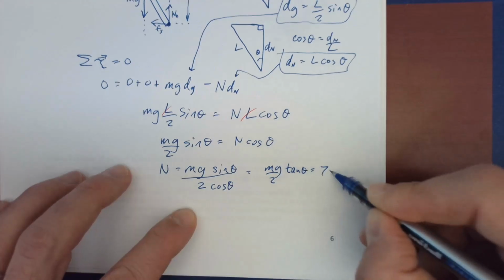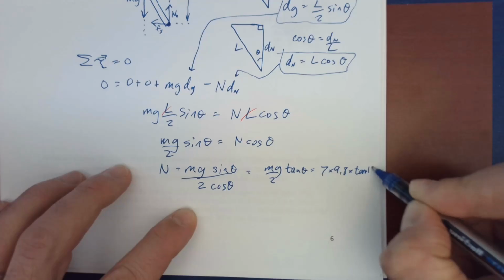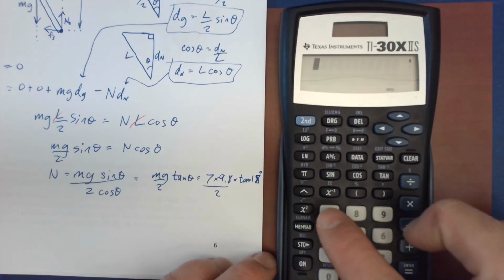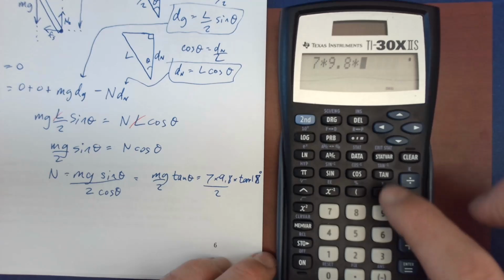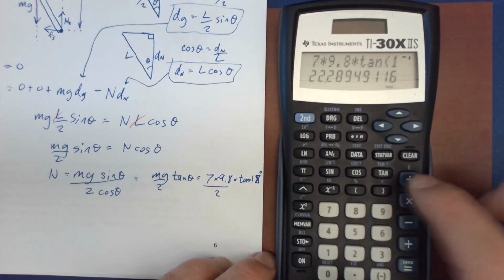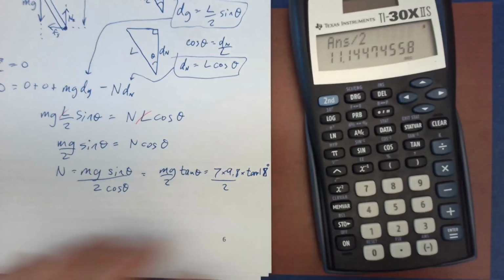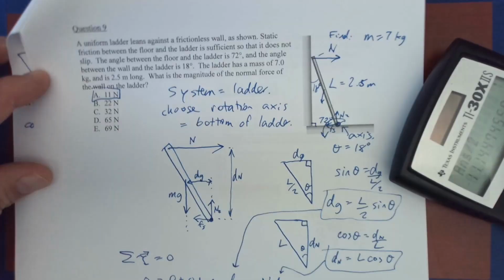So it's 7 times 9.8 times tan of 18 degrees divided by 2. 7 times 9.8 times tan 18 degrees, and don't forget divided by 2, 11 newtons. So yeah, that's closest to answer A.